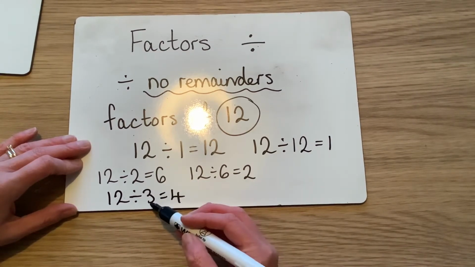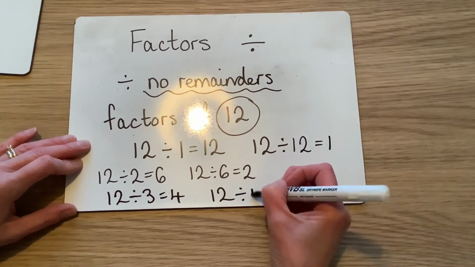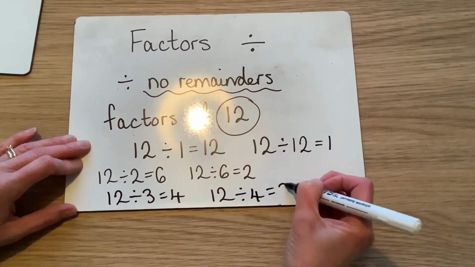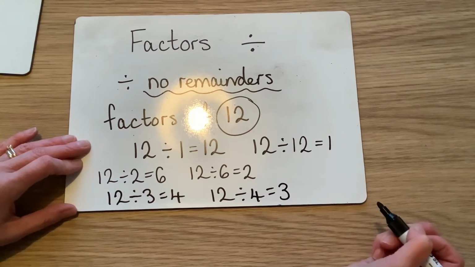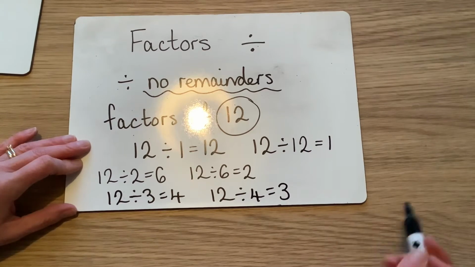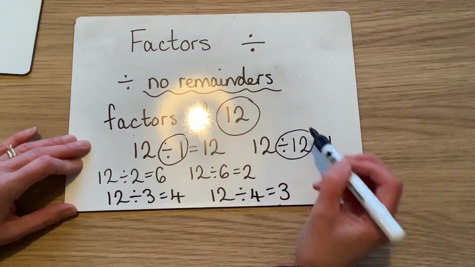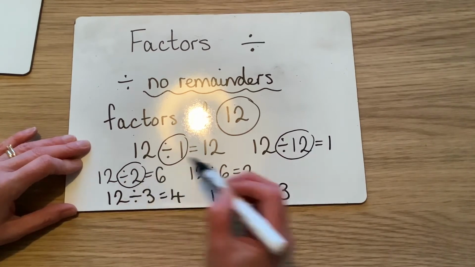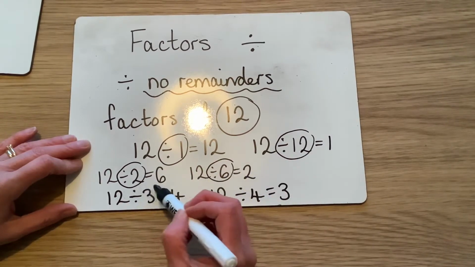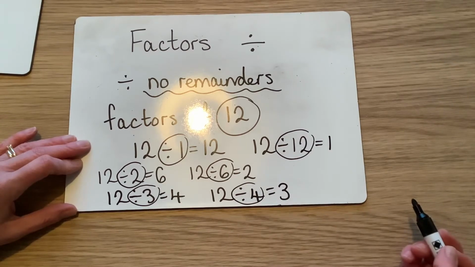And if 12 can be divided by 3 and I get the answer 4, then 12 can also be divided by 4, and that will give me the answer 3. So what are the factors of 12? Well, the factors of 12 are the numbers that I can divide it by. So I can divide it by 1, I can divide it by 12, I can divide it by 2, I can divide it by 6, I can divide it by 3, and I can divide it by 4.